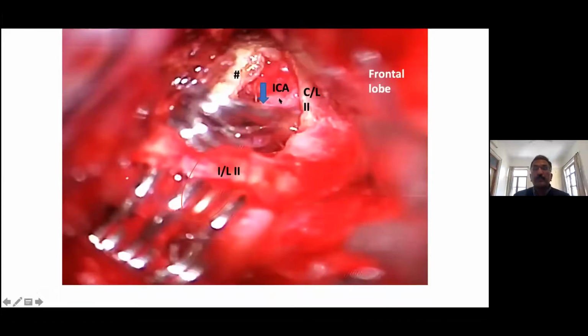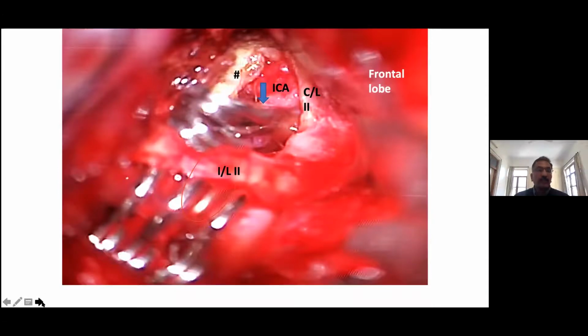So the final picture is that this is the ICA, which is completely preserved. And these are the contralateral clips on the neck of the aneurysm. This is the ipsilateral ICA, which has been reconstructed using fenestrated clips. And this is the optic nerve, which is between the contralateral clips and the ipsilateral clips.